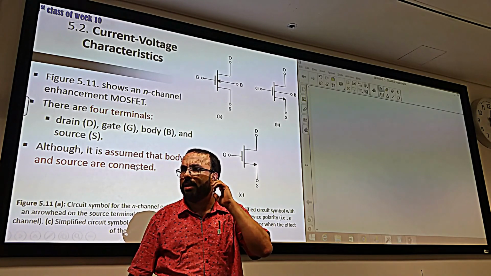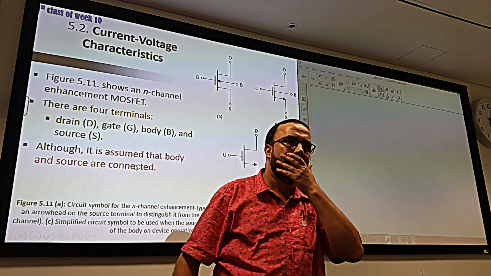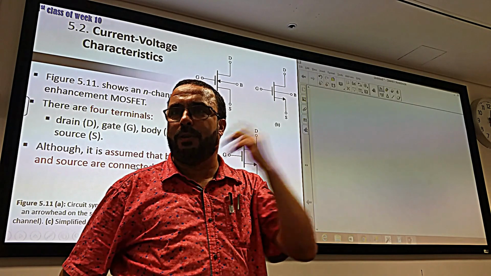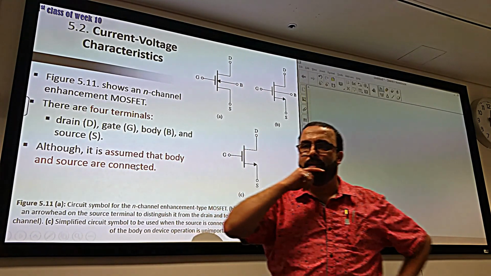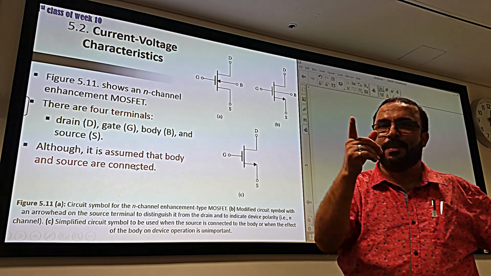What's the condition to have a channel, by the way? Who knows that? What's the condition to create a channel for an NMOS? All these symbols are for NMOS. What's the condition? Yes? The VGS has to be more than the threshold.